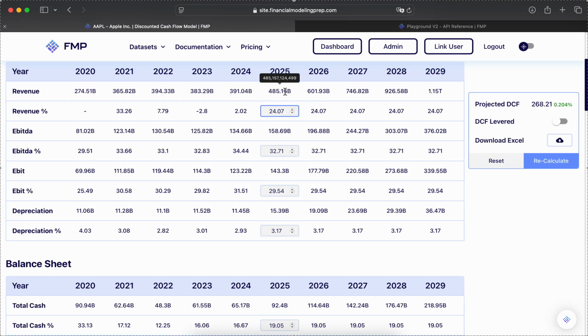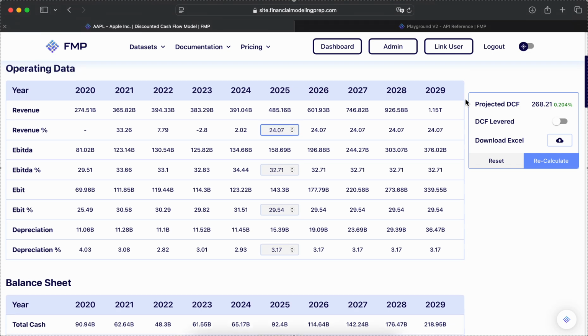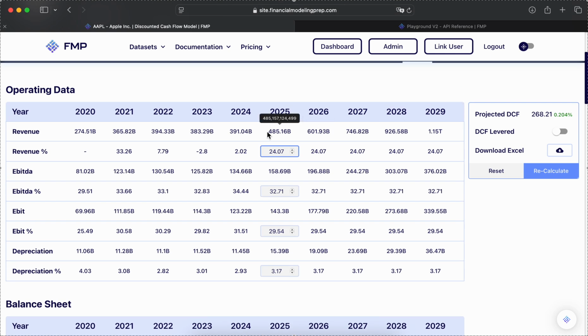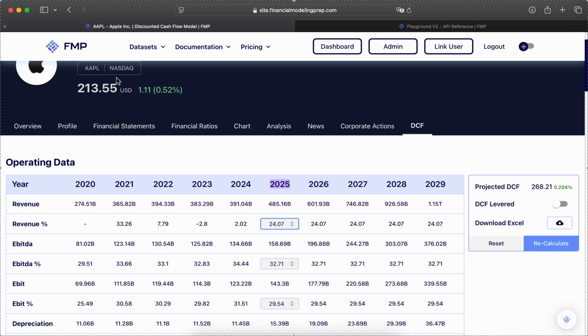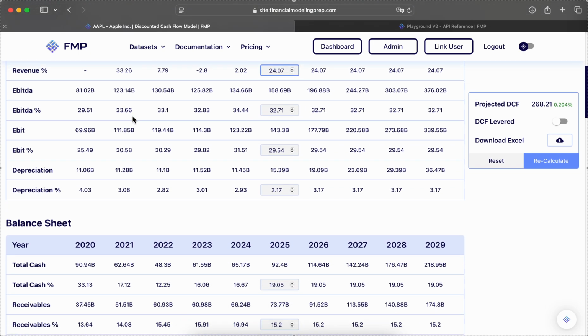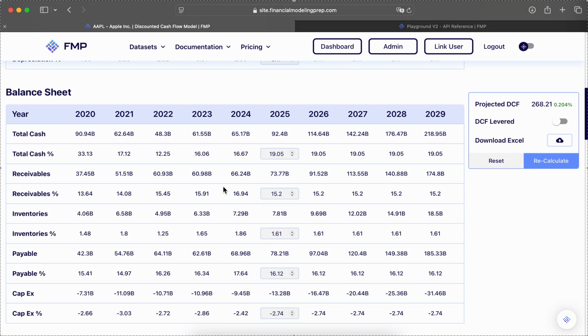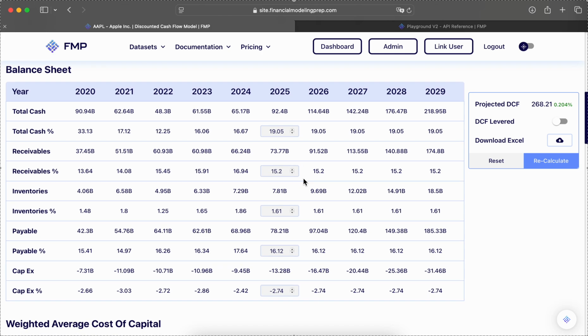485 is almost close, and as you can see, based on this assumption, if you think that Apple will post 485 billion for the next year, 2025, I'm sorry, the target price will be 268, which shows undervaluation and some growth potential from the current stock price. And by following the same logic, you can change other numbers.